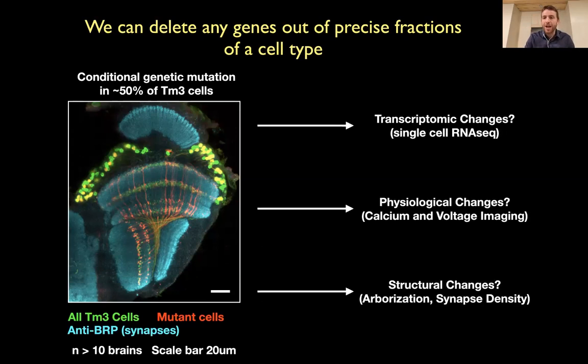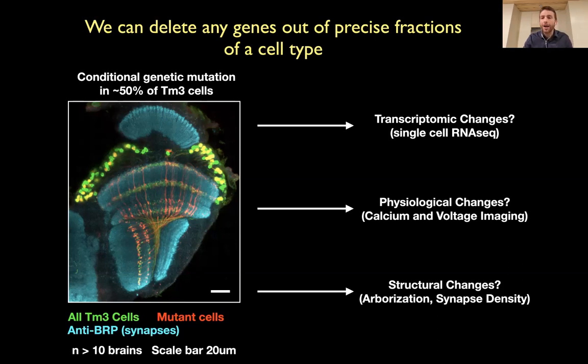And in work that I'll be chatting about at my poster, I've used this technique to determine how neurons alter gene expression through single cell RNA-seq. I have been able to look at physiological changes, so how sensory responses change in these neurons using calcium and voltage imaging. And I've also been able to look at structural changes in these neurons as a result of specific gene deletion.